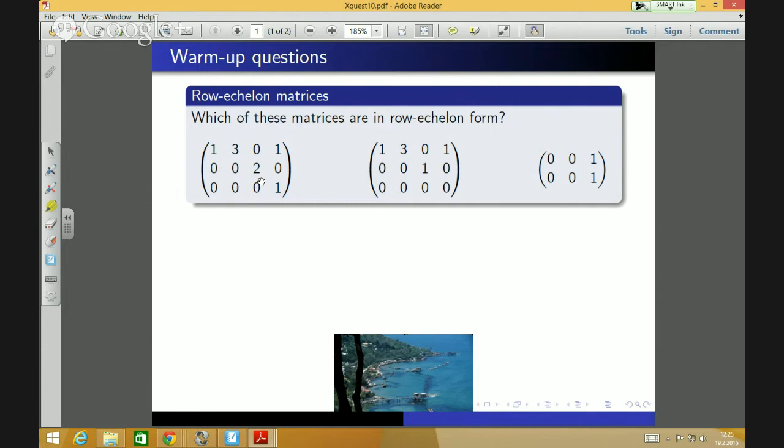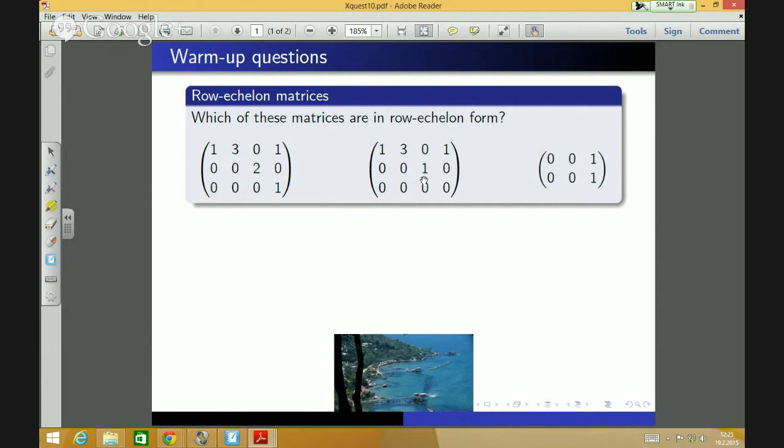What is it that we do? Multiply the second row by half. And if we do that, we get something which is in row echelon form.